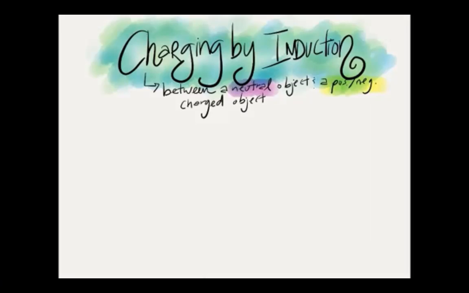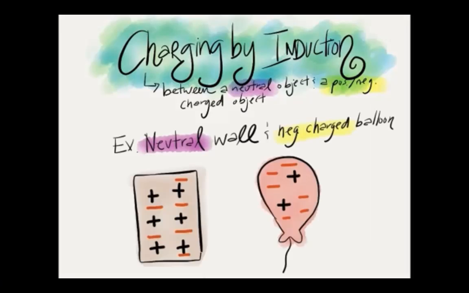Charging by induction. Charging by induction is between a neutral object and a positively or negatively charged object. In this example, we're going to be looking at the neutral wall and a negatively charged balloon. You can tell that the wall is neutral because it has an equal number of protons and electrons. You can tell that the balloon is negatively charged because it has a greater number of electrons.